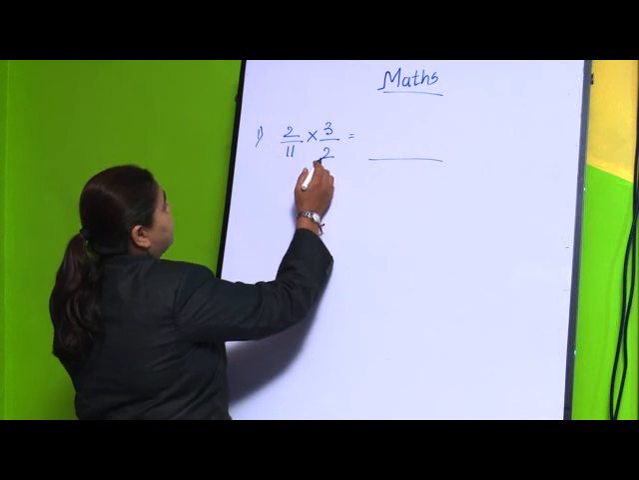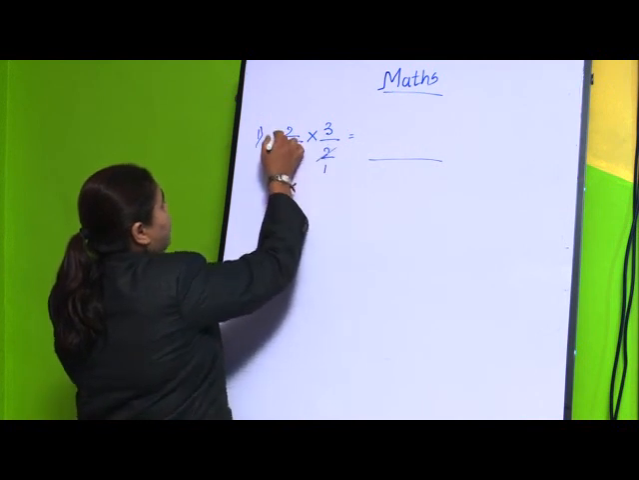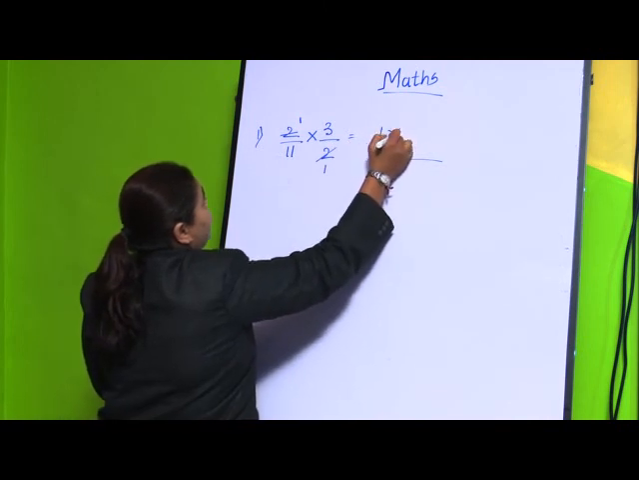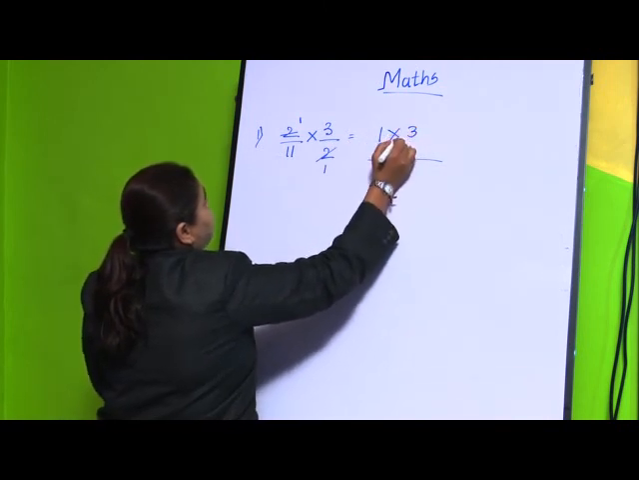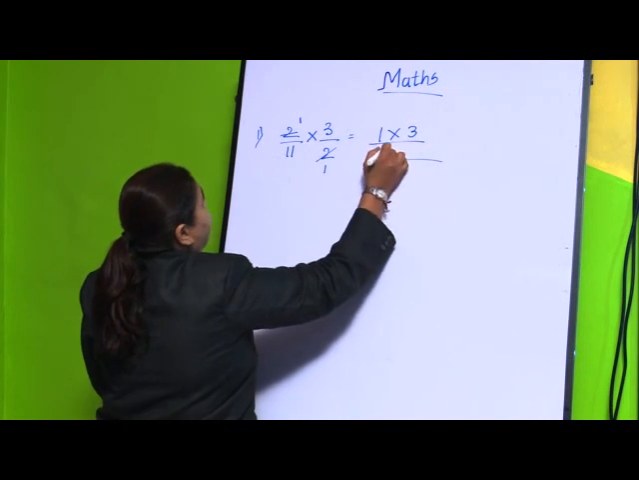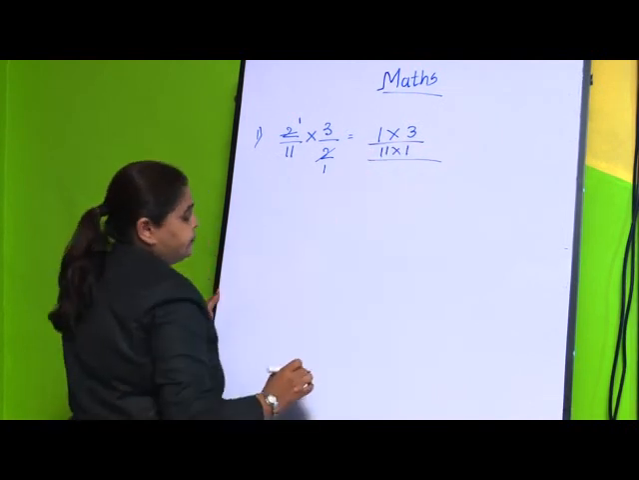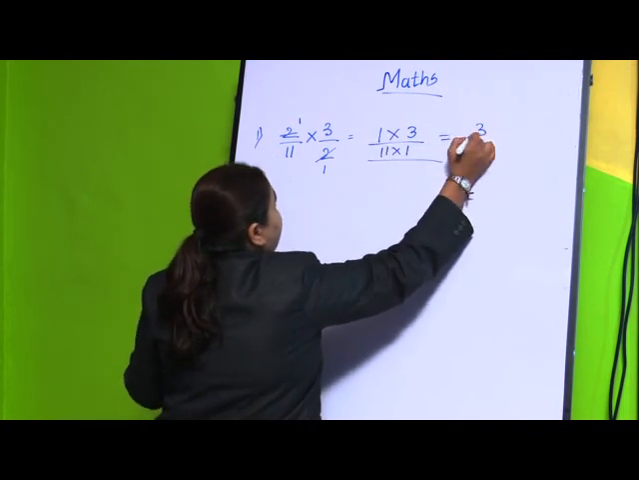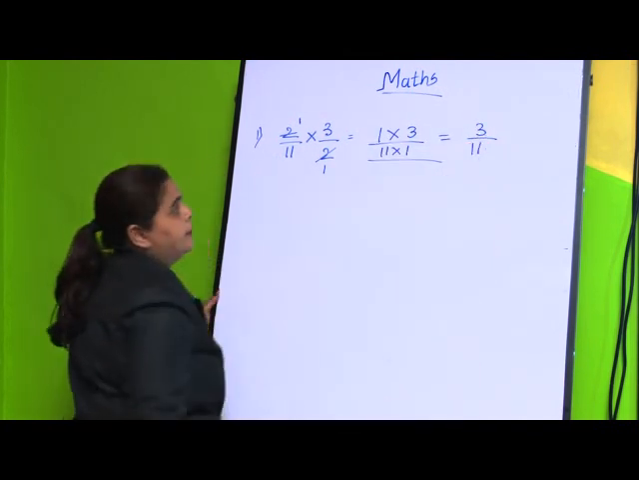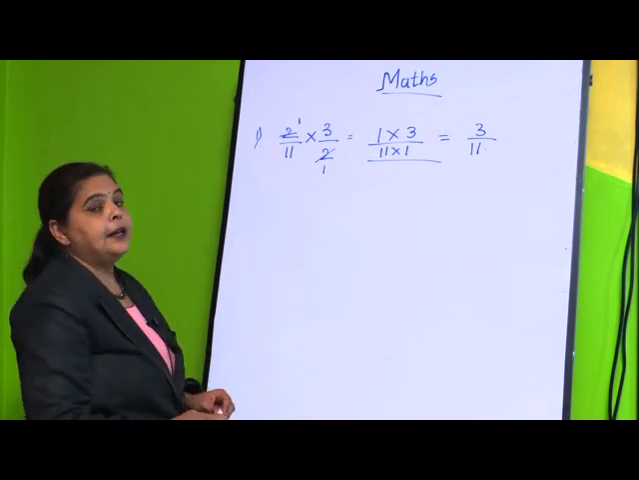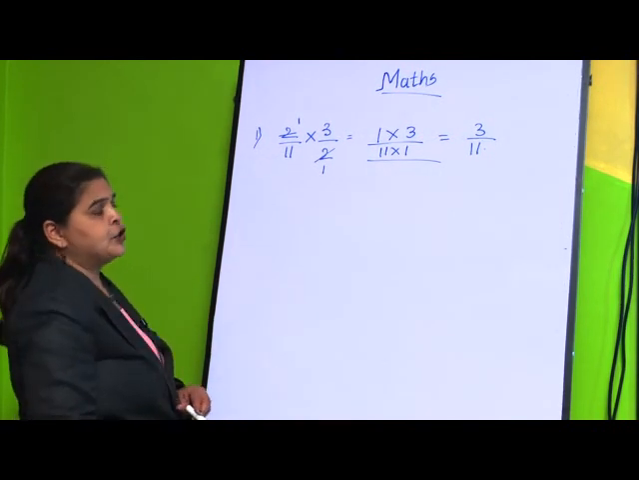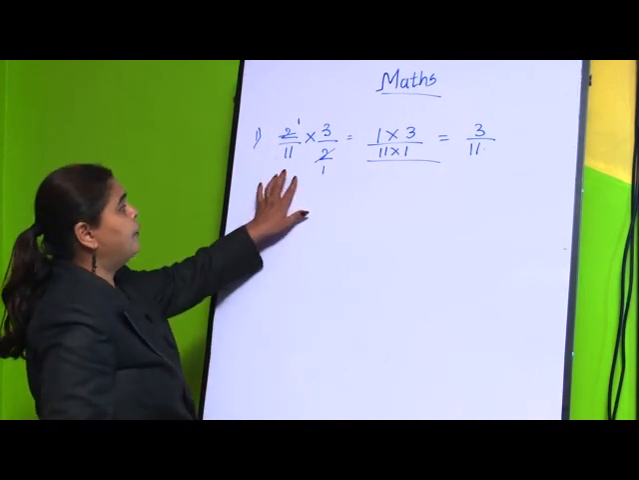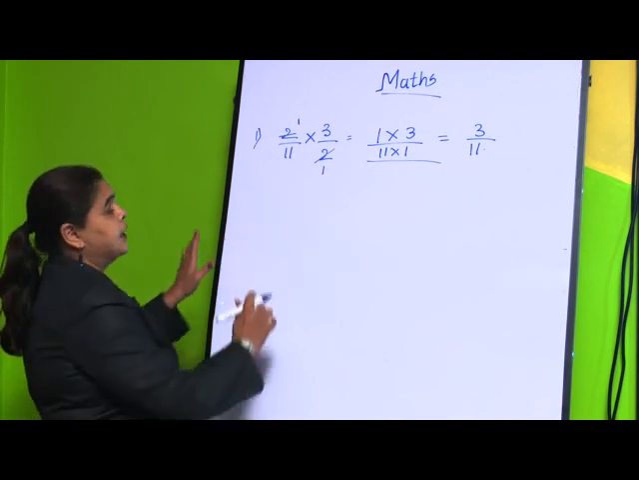Is it possible? Yes, 2 ones are 2 and 2 ones are 2. So when you multiply, numerator to numerator is 1 into 1 multiplied by 3 upon 11 multiplied by 1. So what will be the answer here? 1 3s are 3 and 11 ones are 11. What we got is a proper fraction. So no need to do anything, keep it as it is, because we already reduced in the starting only.